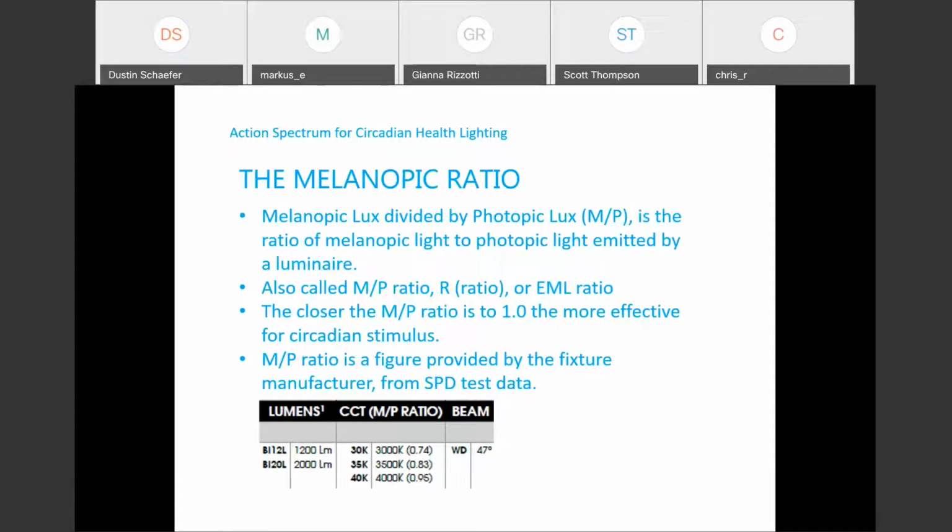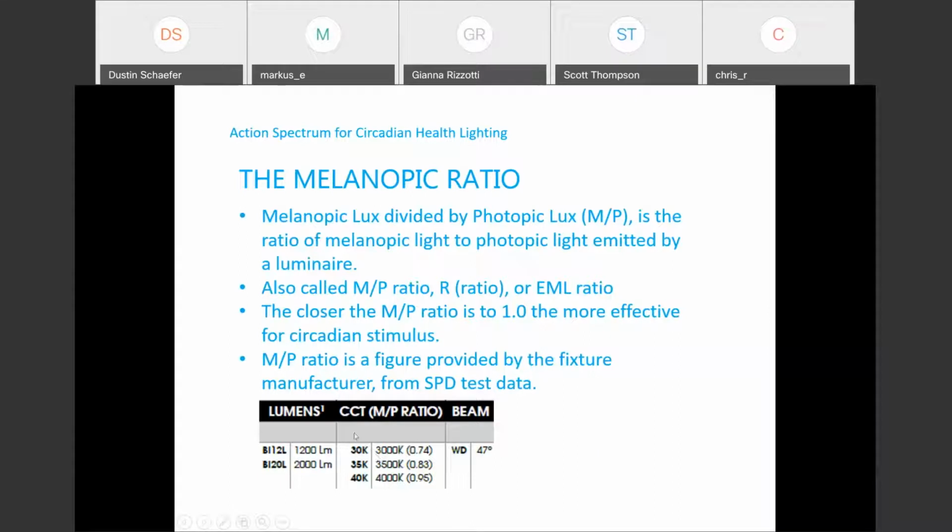That you'll call the MP ratio, sometimes it's called the R ratio, or sometimes it's called the EML ratio, or equivalent melanopic lux ratio. The key thing is that the closer the MP ratio is to 1, the more effective it is for circadian stimulus. The MP ratio is a figure provided by the light fixture manufacturer, and that information is garnered from the SPD test data in photometry. You can see here a little table from a spec sheet of a lighting manufacturer.